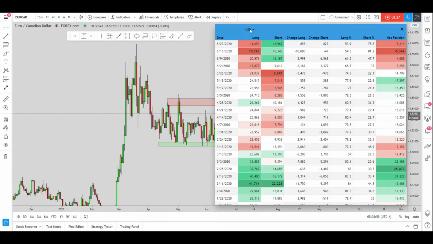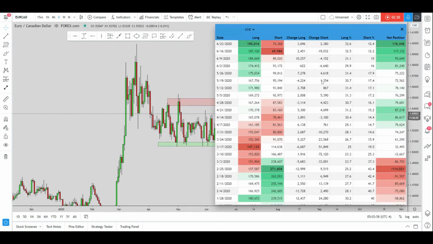First of all, let's go and see what we have from a COT perspective, so commitment of traders, what big banks and institutions are currently doing on the euro and what they're currently doing on the CAD. Now, from a euro perspective, what we can see is that net positions went from minus 114k net positions all the way up to plus 118k net positions. So from having way more shorts than longs from an institutional perspective on the euro to having way more longs than shorts.